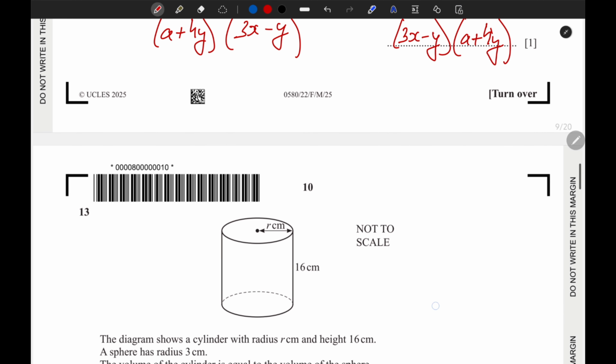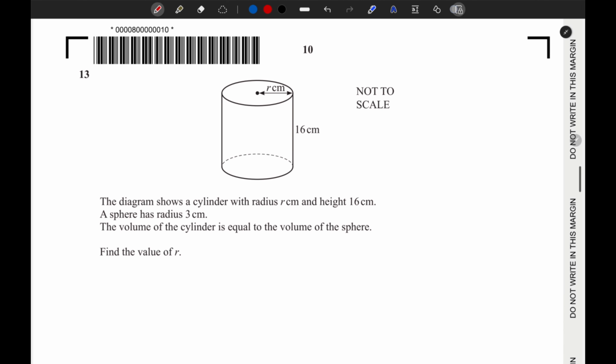All right. 13th. Now, a diagram shows a cylinder with radius r centimeter and height 16 centimeter. You can see the radius is r centimeter, height is 16 centimeter. A sphere has a radius of 3 centimeter. So they haven't drawn a sphere. So let's draw a sphere, just a rough sphere. So you can consider this as a sphere. The radius is 3 centimeter.